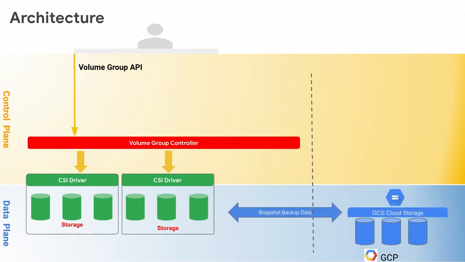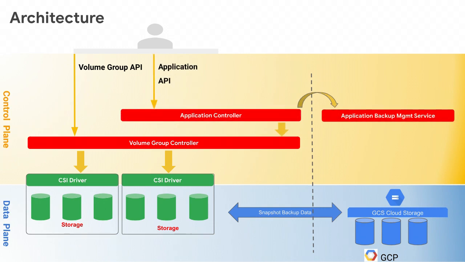So the volume group controller and API is responsible for taking crash consistent volume group snapshots and backups. It talks to the CSI driver to run some storage level commands like take a snapshot, create a backup, restore a volume from the snapshot or backup. And it uses GCS to export the backups.